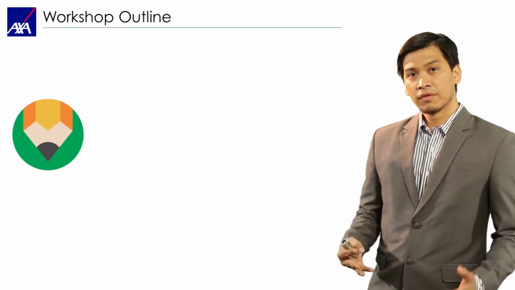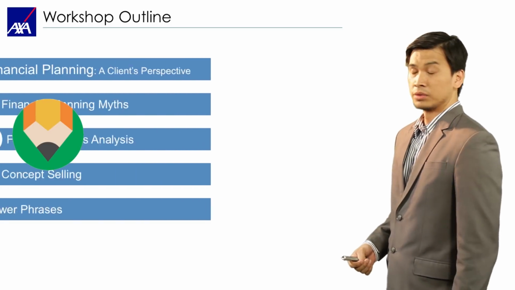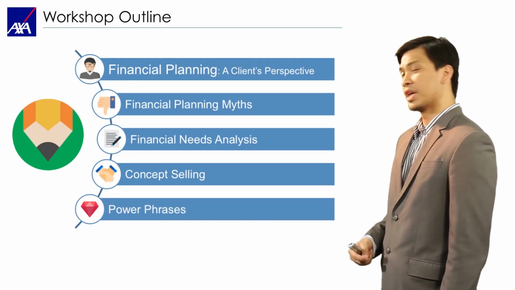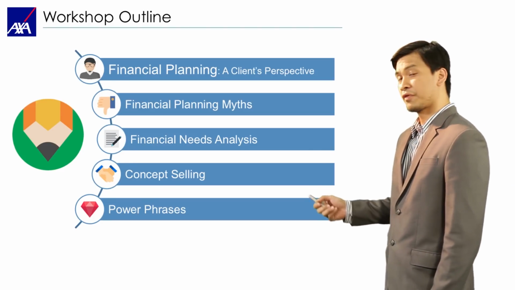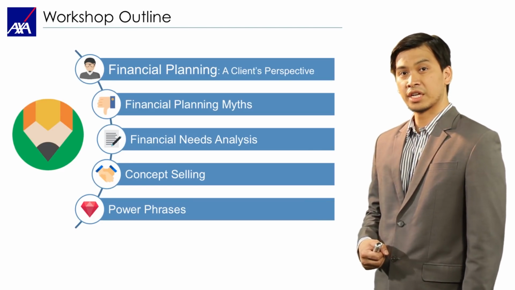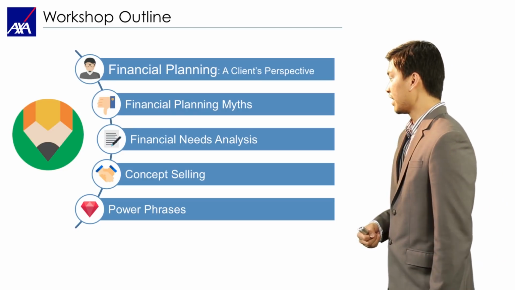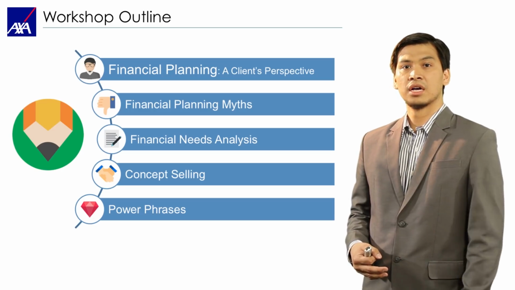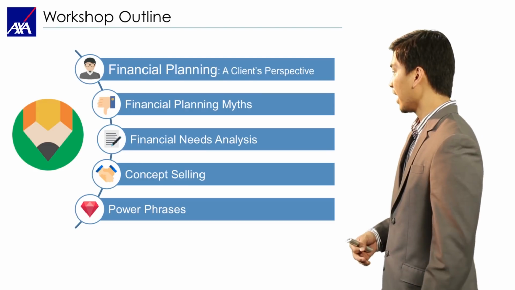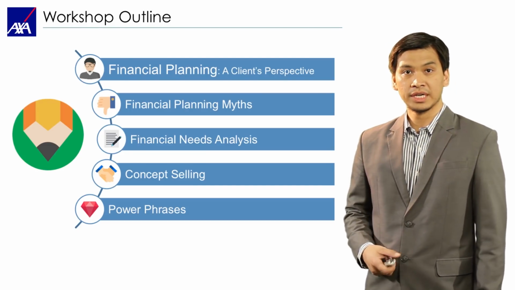So our outline for this workshop is as follows. We'll talk about the client's perspective when we talk about financial planning, the different myths that come with financial planning, the financial needs analysis and its components, and then we'll go on to talk about concept selling, our 4 needs, and we'll end with power phrases.